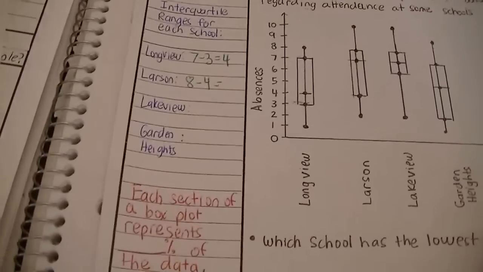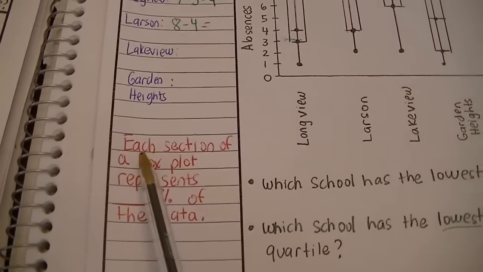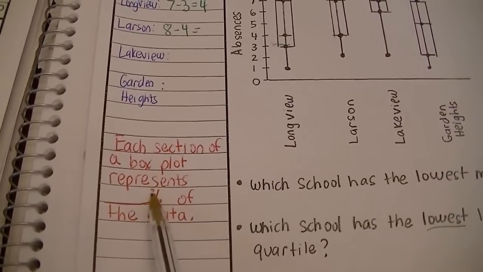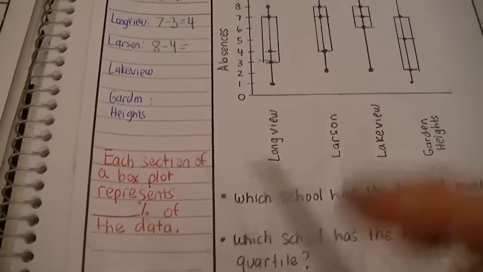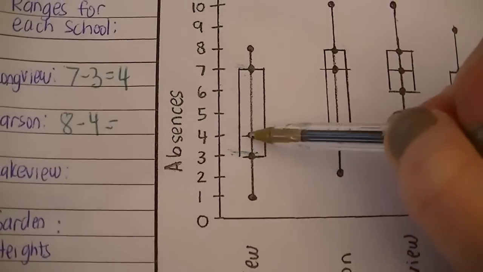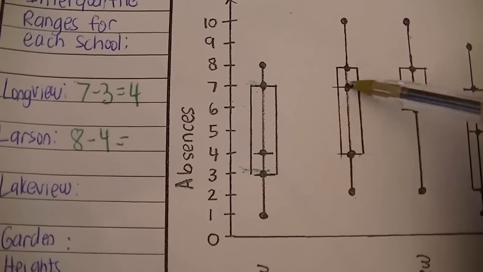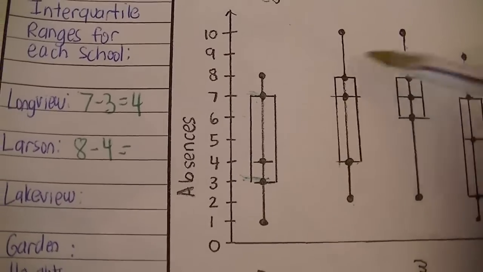For your summaries, I want you to answer this question. Yes, write it out. Each section of a box plot represents blank percent of the data. So each little section right here is what percentage of the data. From here to here is what percentage. From here to here is what percentage.